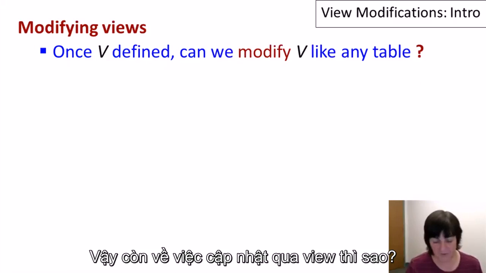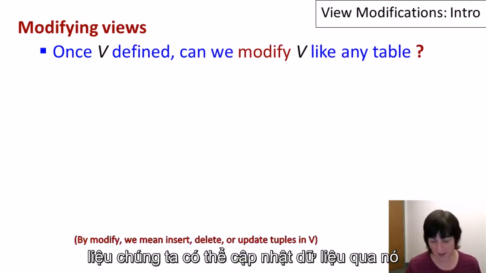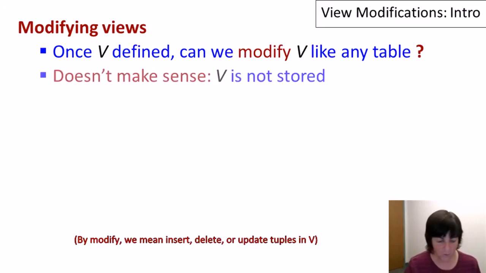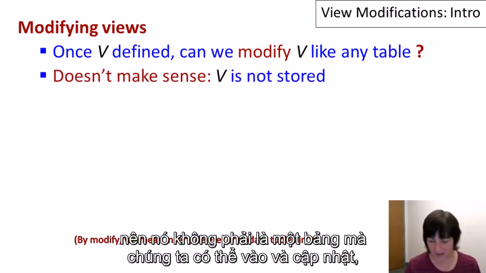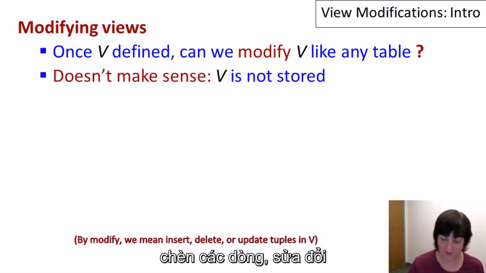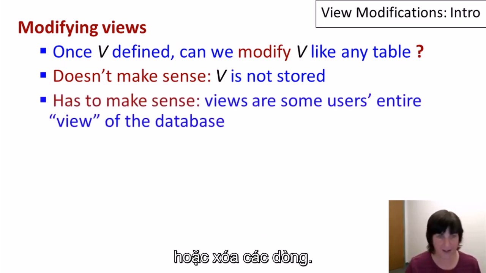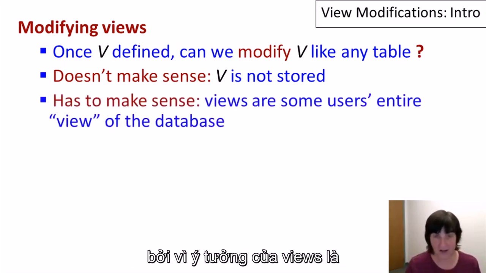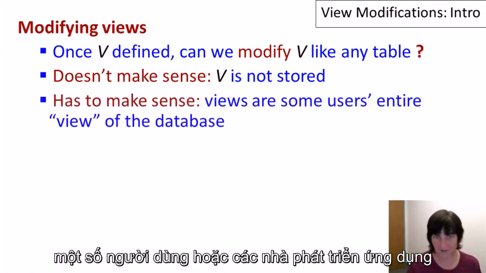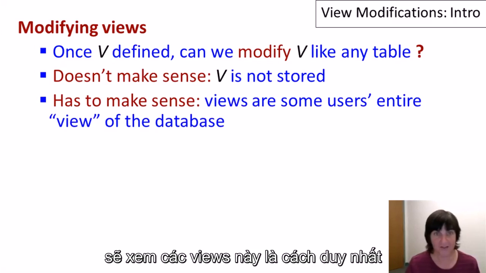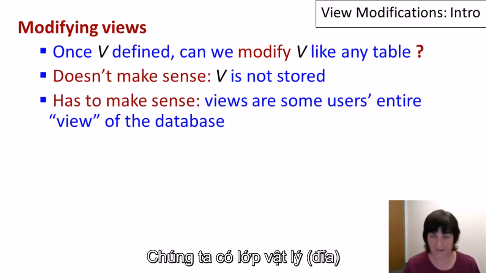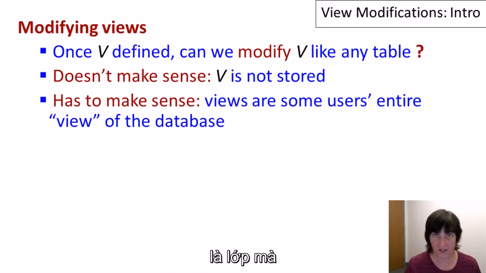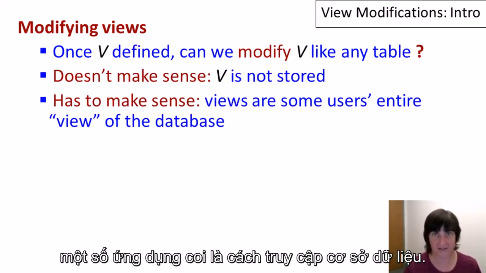Now, what about modifying views? Once a view has been defined, can we modify it just like it's any table in the database? Well, in one way that doesn't make sense because V isn't stored, so it's not a table that we can go in and update to insert tuples, modify tuples, or delete tuples. But in another way, it absolutely has to make sense because the idea of views is that some users or application developers are seeing those views as their only view of the database. We saw that three-level idea of databases. We had the physical layer, the disk, the conceptual layer, the relation, and then the logical layer, which again, some applications see as their access to the database.